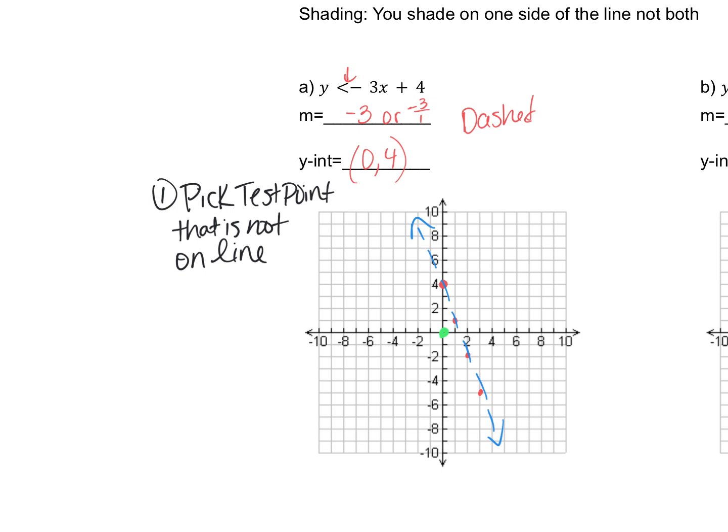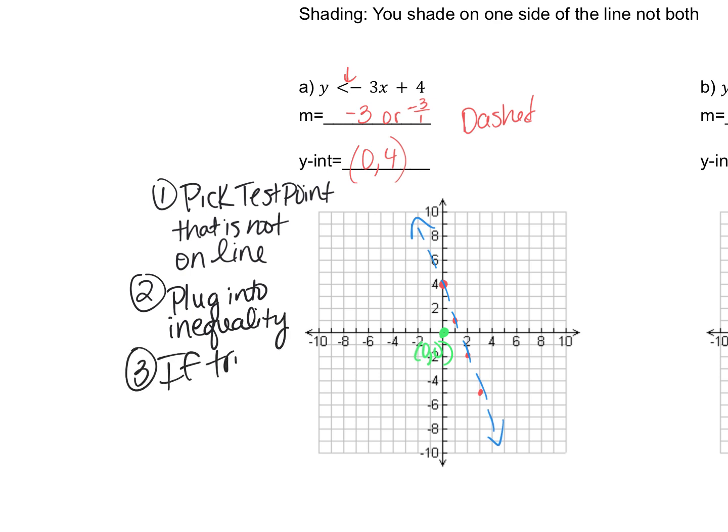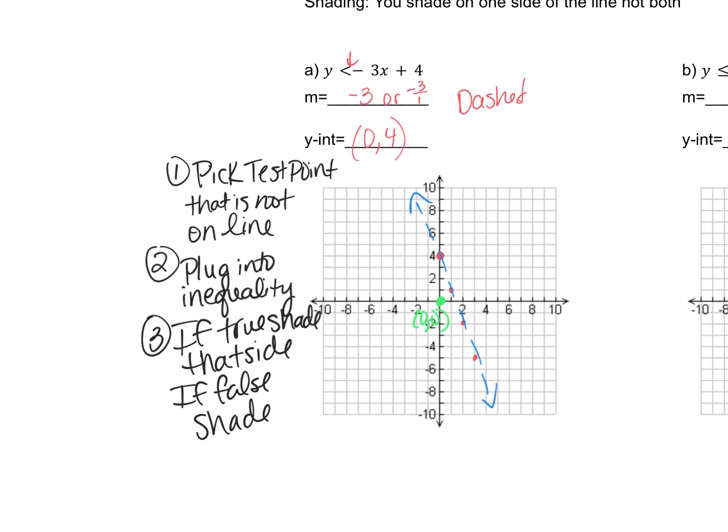You're going to plug in 0, 0. So we'll write it here: plug into inequality. If true, shade that side. If false, shade the opposite side. Okay, these are your steps.